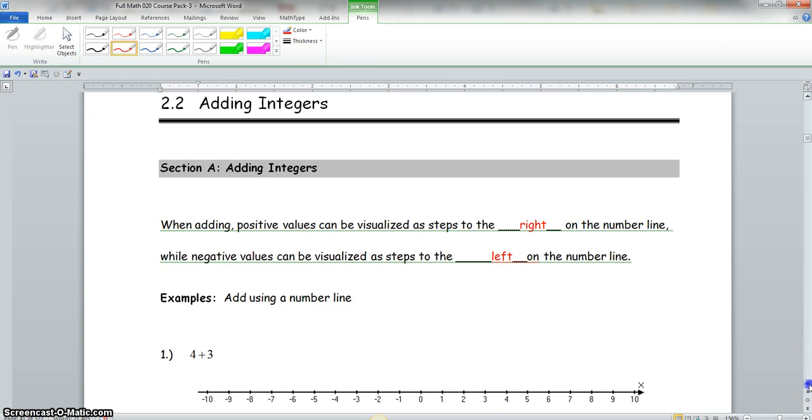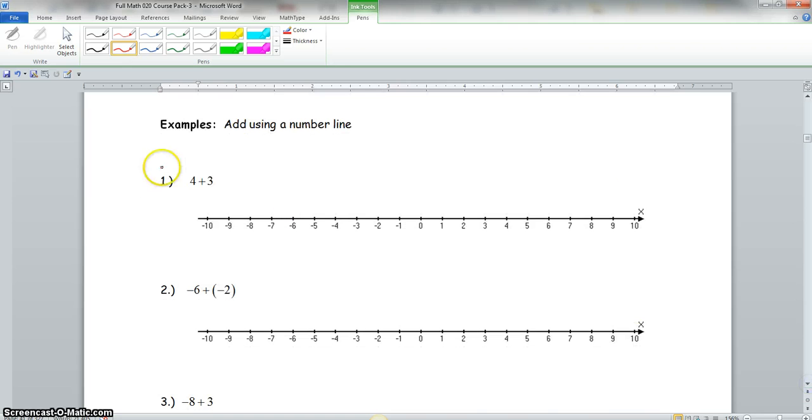It says here add using a number line. So we have 4 plus 3. The first thing we will have to do is go here to 4. Now, since it's plus 3, that means we go 3 to the right from 4. So we have 1, 2, 3. So we went 3 places. So our answer here is positive 7. And what I would do is end this with an arrowhead just to show where we stopped.